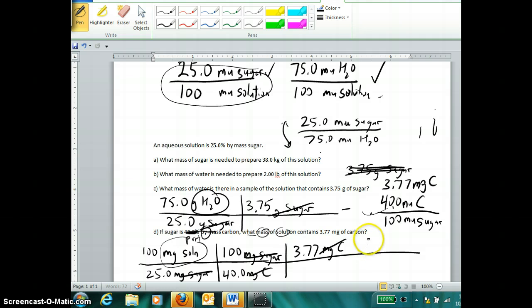I grab my calculator and I take 100 and divide by 25, multiply by 100, divide by 40, multiply by 3.77, and I notice that I have a 3-digit measured number, a 3-digit measured number, and a 3-digit measured number. So I want to write down my 3-digit answer, and that answer is 37.7 milligrams of solution, the correct answer.